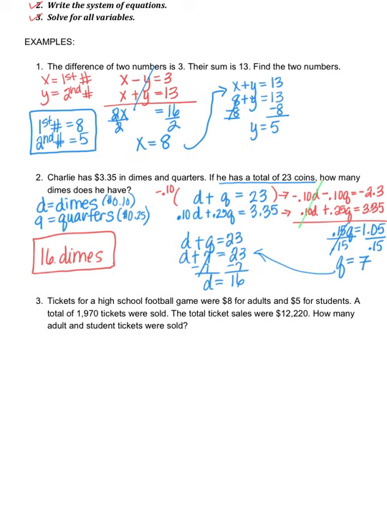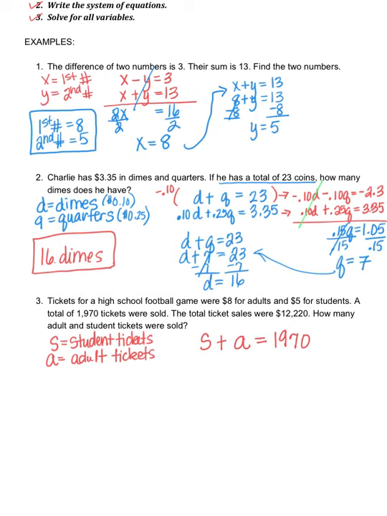Okay, so I'm going to start by defining my variables. I'm going to let S be student tickets. And I'm going to let A equal adult tickets. Okay, so let's write our equations. Let's add together student plus adult tickets. How many total tickets do we have? 1,970. There is no money whatsoever in that top equation.